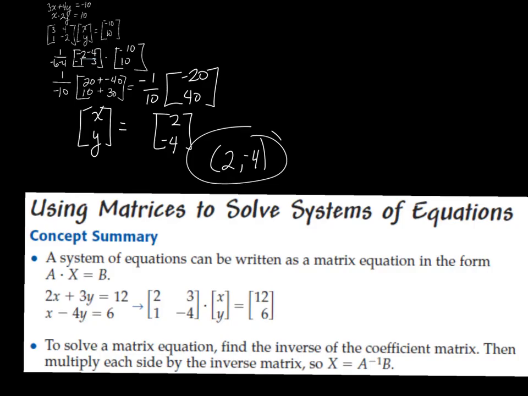A system of equations can be written as a matrix equation in this form. To solve a matrix equation, find the inverse of the coefficient matrix and multiply each side by the inverse. So x equals the inverse of A times B.